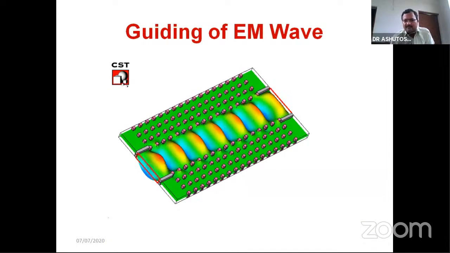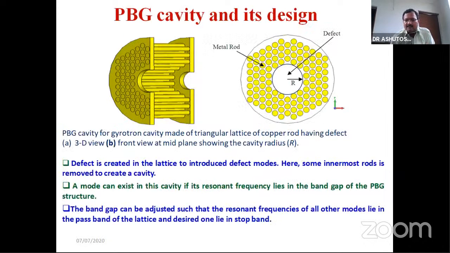We can guide our electromagnetic wave from one place to another. We can bend it, and we can make a cavity for confinement of the electromagnetic wave in some structures.